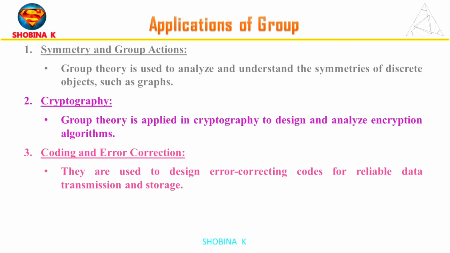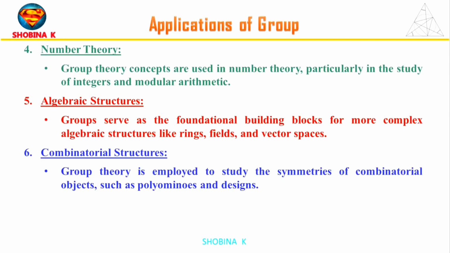In information theory and coding theory, groups are used to design error correction codes and analyze their properties. Group theory concepts are employed in number theory to study the properties of integers and modular arithmetic. Concepts like residue classes and congruences can be expressed algebraically using group theory. Groups are the foundation for more complex algebraic structures like rings, fields, and vector spaces. And understanding groups is crucial for comprehending these larger algebraic systems.